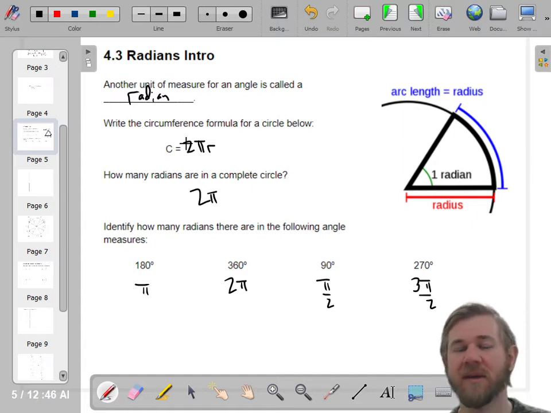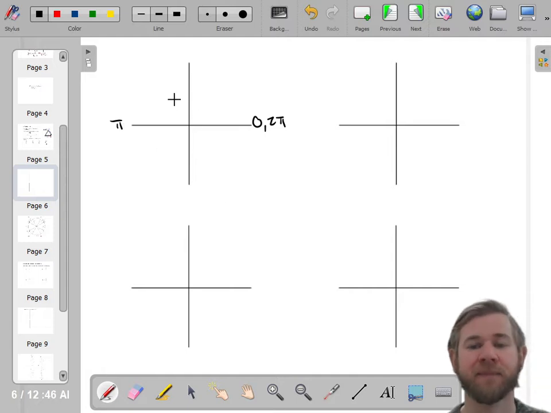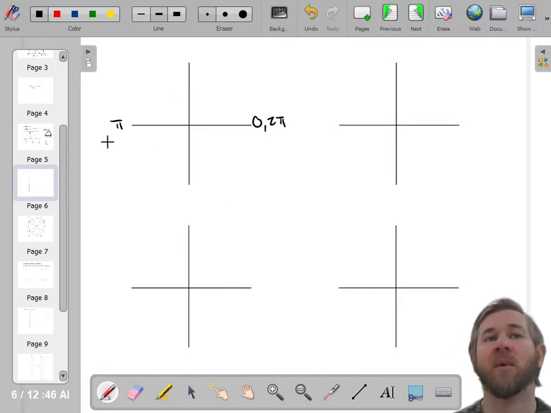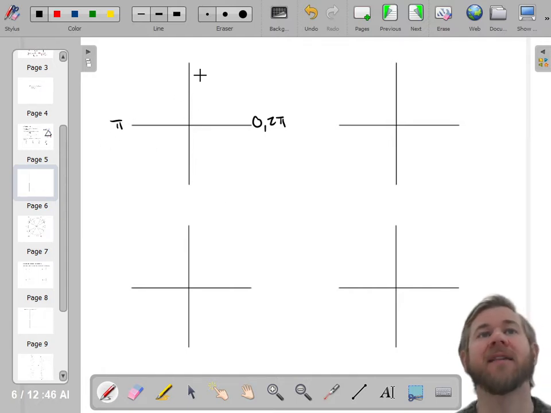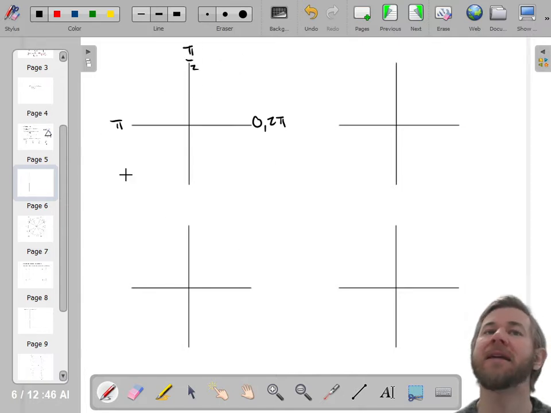Now we're going to do the same thing we did before where we break it all down. So let's start off with this is either 0 or 2 pi radians. And then across is 1 pi radians. So if you want 180 degrees, that's pi radians. Half of that is pi over 2. And now you can start to think about this as counting in pi over 2s.